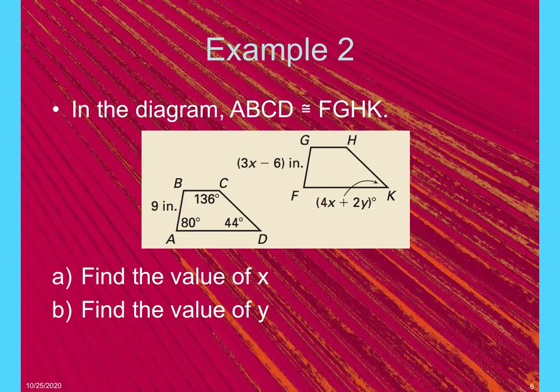Example 2 says in the diagram, ABCD is congruent to FGHK. Find the value of x and find the value of y. So if these are congruent, then the corresponding sides match. So AB matches FG, which means these two are congruent, and 3x minus 6 would equal 9. Solving for x, I'd add the 6 and divide by 3. And x is 5.